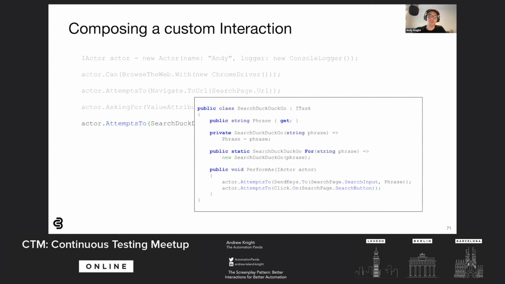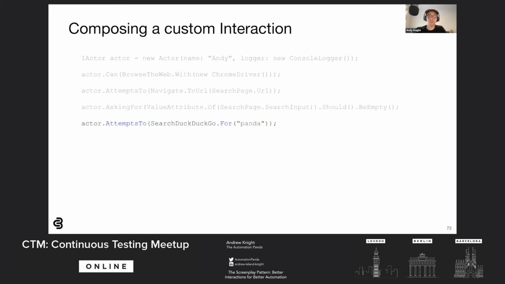The search DuckDuckGo task takes in a search phrase, and in its perform as method, it calls two other interactions: send keys and click. We've seen these before. Using one task to combine these lower level interactions makes the test code more readable and understandable. It also improves automation reusability.